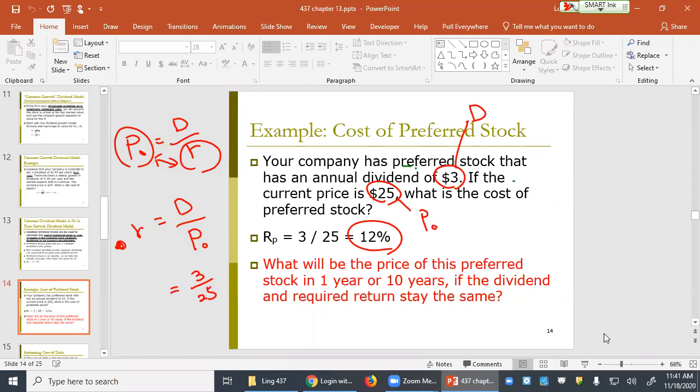That's very simple. But the next one may be a little tricky. Okay, but I think some of you can answer it quickly. So we know that the current price is P0 based on the information here. Okay, we know that the P0 is $25, annual dividend is $3, the required return is 12%. Okay. Now, what if I don't want you to find P0 because P0 is already given? What if I'm trying to figure out what will be P1, the stock price a year from now, or P10, the stock price 10 years from now? What should they be if the dividend and required return stay the same? Anybody?